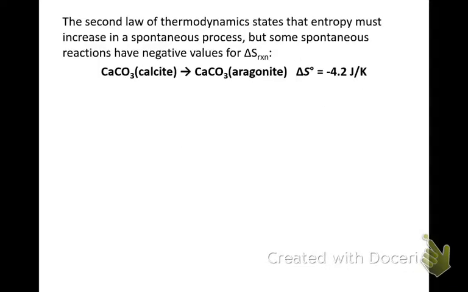So the second law of thermodynamics states that entropy must increase in a spontaneous process. But some spontaneous reactions, like the one shown here, have negative values for delta S. How do you explain that?